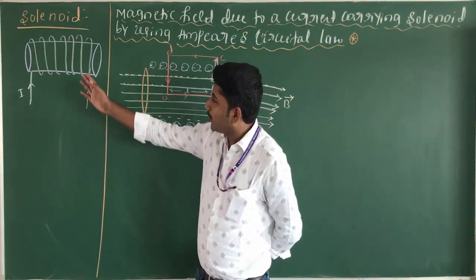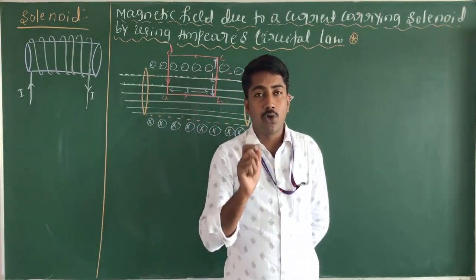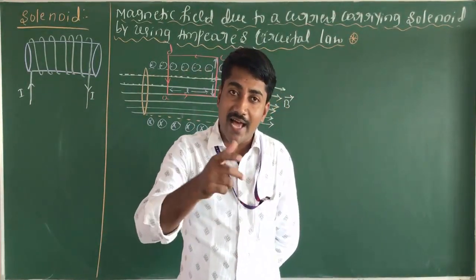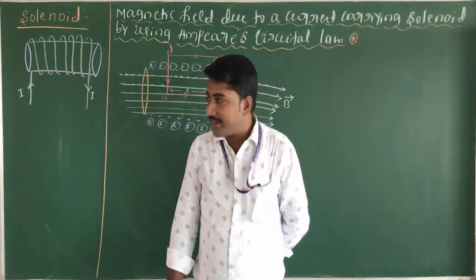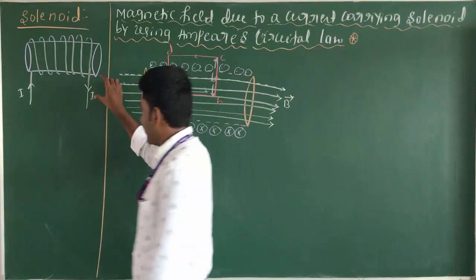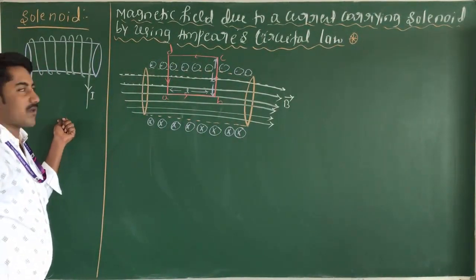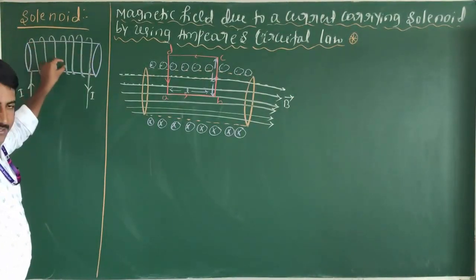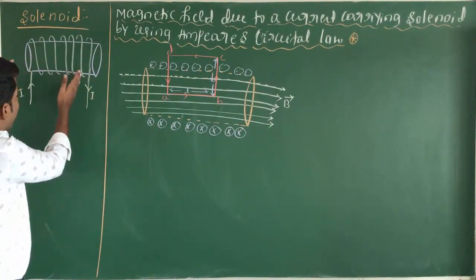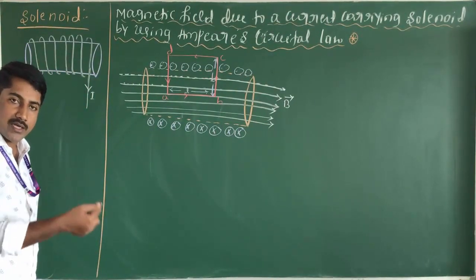It is a long cylindrical coil. It consists of n number of closely packed current carrying loops. Then it is called solenoid. This is the structure of solenoid. Solenoid is a long cylindrical coil which consists of closely packed current carrying circular loops.